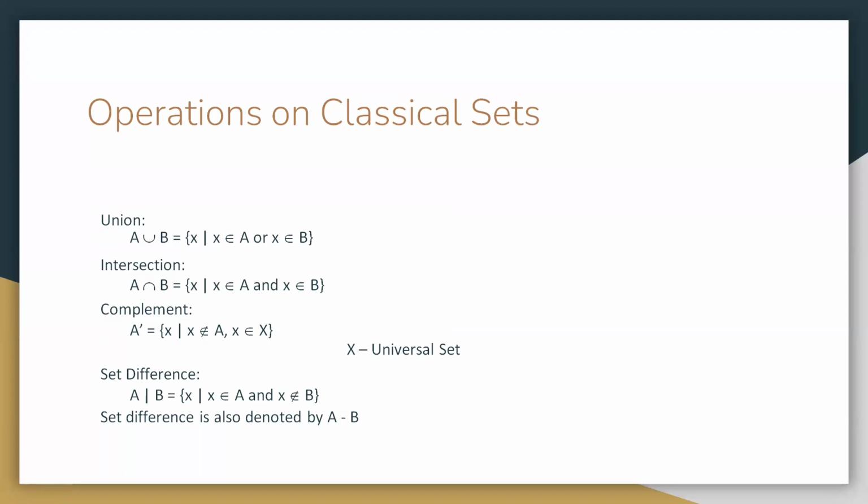It should belong to both set A as well as set B. Complement, you call it an element of the complement when X does not belong to A, but it belongs to the universe of discourse, that is the universal set, capital X. Difference is when X belongs to A, but X does not belong to the set B. It's also denoted by A minus B.